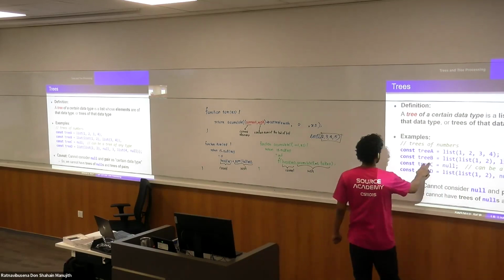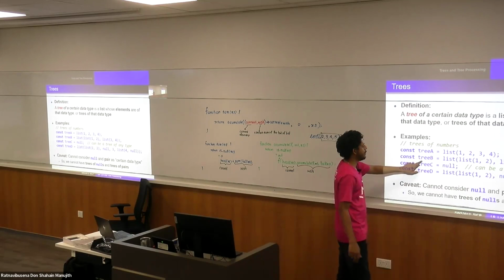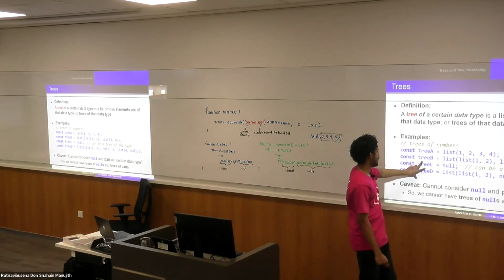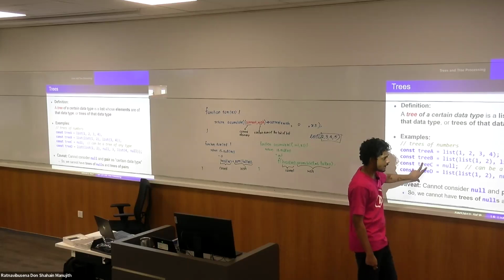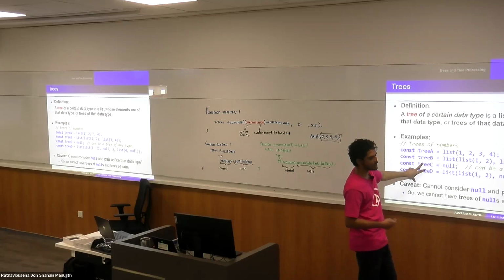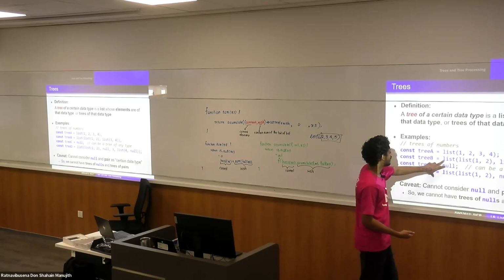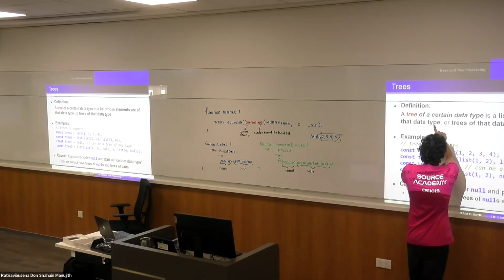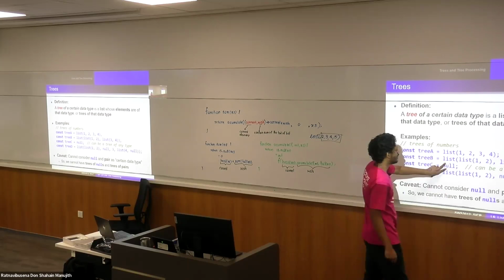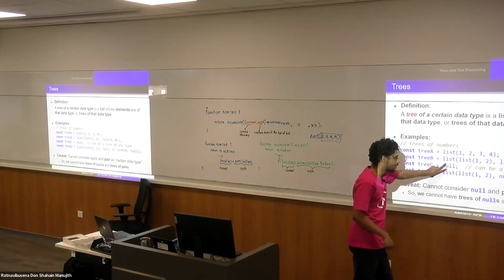Now we go on to the second one, const tree B. Is this a tree of numbers or not? To find out, we first need to check if it's a list. Is tree B a list? Okay, so tree B is a list, but we also need to check if its elements are numbers or trees of numbers.